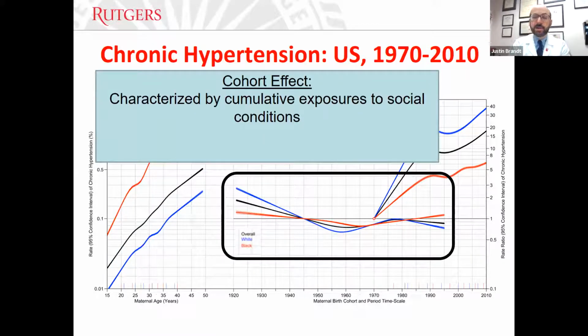Now let's take a look at the cohort effect here. This is characterized by cumulative exposures to social conditions. And actually, we don't see significant cohort effects here. So most of the effects that we see most pronounced were in the age effects and in the period effects.